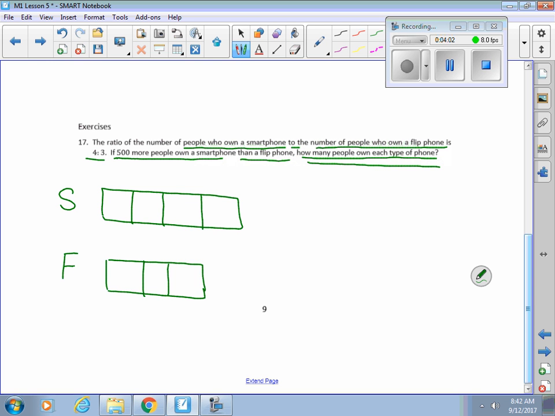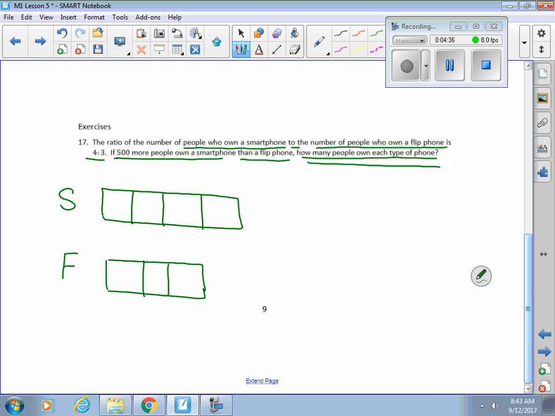Now, we drew our original ratio, 4 to 3, smartphones to flip phones. Now we have to throw in that 500 more people owning a smartphone than a flip phone part. So where would I put that 500? Does anyone know? Thais? Now, is each unit worth 500 though? All right, what amount is the same here? How many units do they have in common? Fancy Dan? 3, good job.